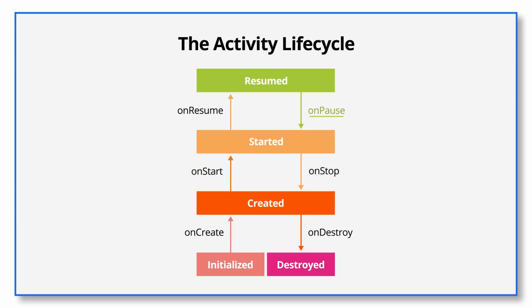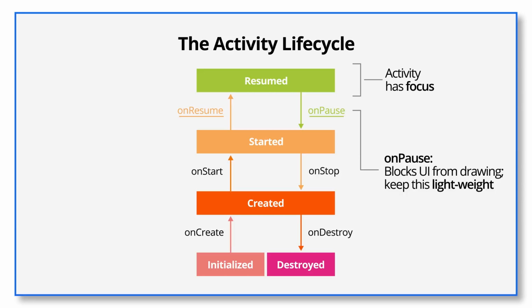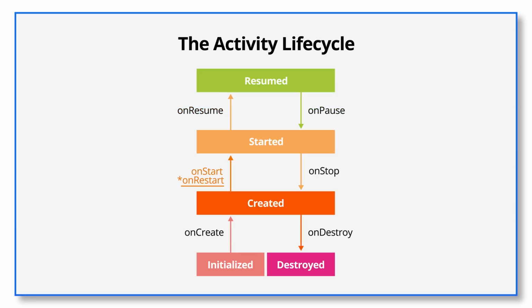Then there's onPause and onResume. These methods indicate when your activity has focus, which means that it can actually be interacted with. It's worth noting another important aspect of onPause. Whatever code runs in onPause blocks other things from displaying, so it's important to keep the callback code lightweight. For example, if a phone call comes in, putting blocking code in onPause might actually delay the incoming phone call notification.